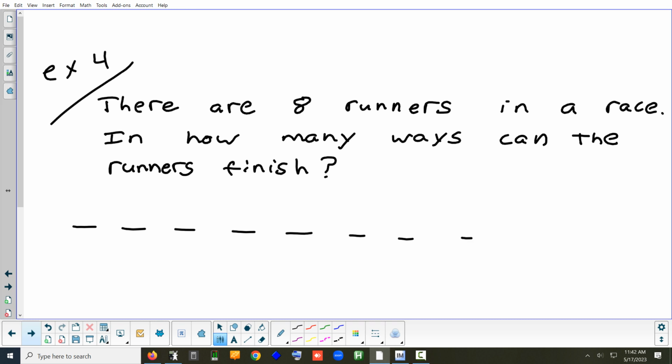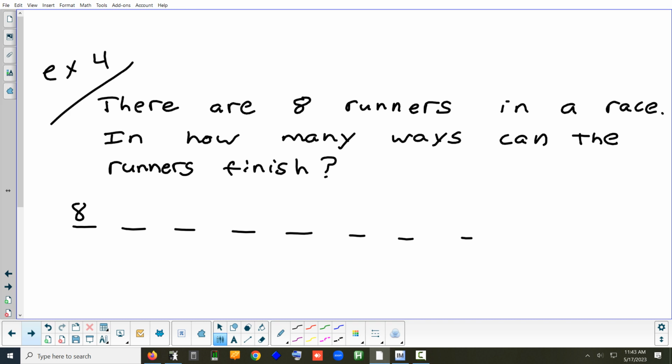So let's say you go through the problem and you pick who's going to finish first. How many ways can you pick the first place person? 8. There's 8. Now, it doesn't say you can't repeat, but you kind of have to assume that in the problem. Once somebody finishes first... no ties.